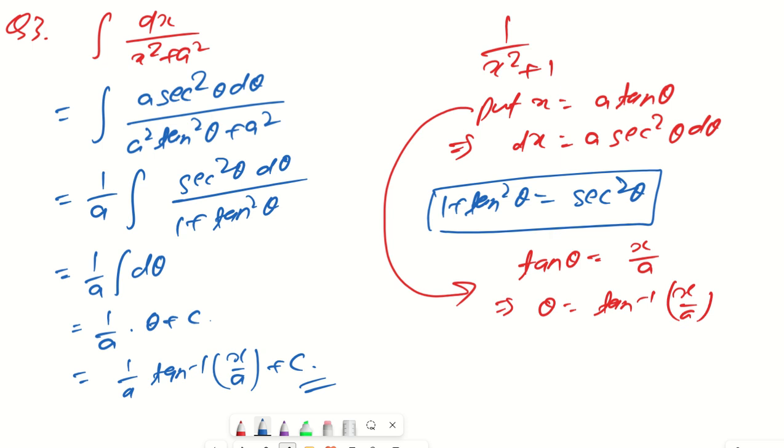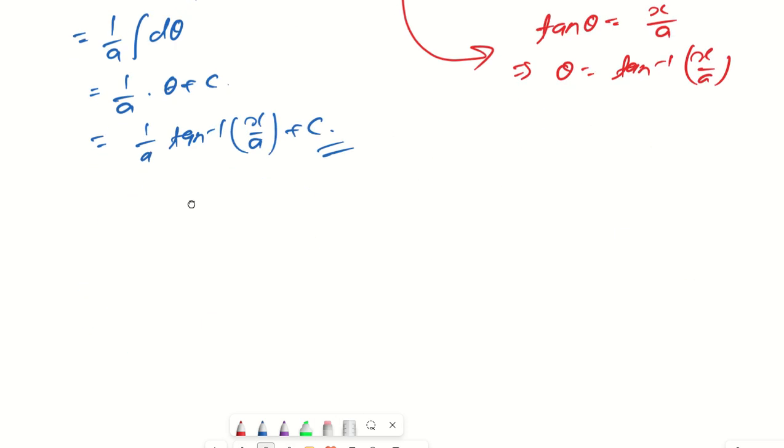Now let us take another question. The question was question number 4. Question was integration of dx by x square minus a square. So what can we do here? We can do one thing. Since it is x square minus a square, so we have sec square theta minus 1, that is tan square theta, something like that. So we can do the same process.